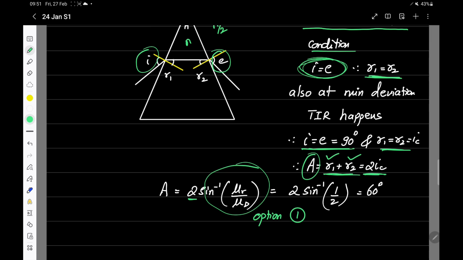IC's value is sine inverse of refractive index of rarer medium by denser medium. So if you substitute mu r as n by 2 and mu d as n, you will get 2 sine inverse of half, which is nothing but 2 times 30 degree, which is equal to 60 degree. This matches with option 1.